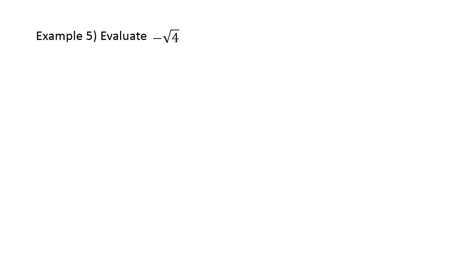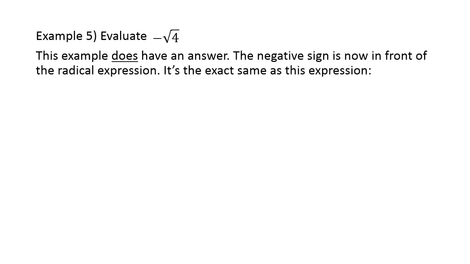Example 5. Evaluate negative square root of 4. So this question is actually slightly different than example 4. It does have an answer. The negative sign is now in front of the radical expression. It's the exact same as this expression, -1 times the square root of 4. So the answer is just -1 times 2, because 2 is the square root of 4, so the answer is -2.